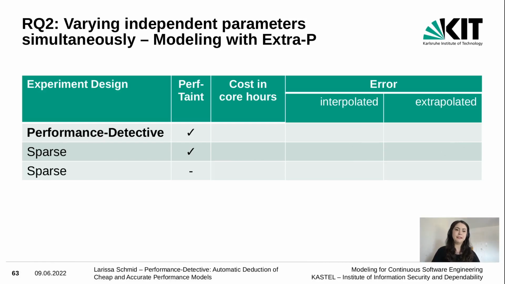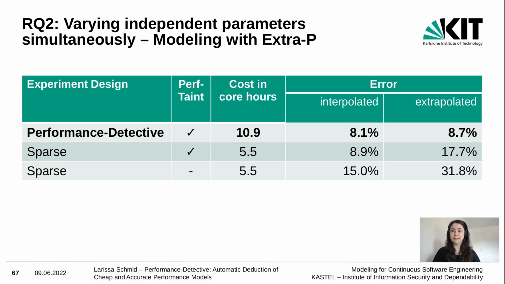So compared against the sparse modeler, where we only use 5 values per parameter and 1 point of interaction, we can see that for this case study, the usage of the sparse modeler is even less expensive than the usage of the experiment design deduced by performance detective. However, looking at the errors, we can see that the error of the sparse modeler is a lot higher for the extrapolated test set, around 17%, and without the use of perf-taint, the sparse modeler even has an error of around 30% for the extrapolated test set, which is quite high.